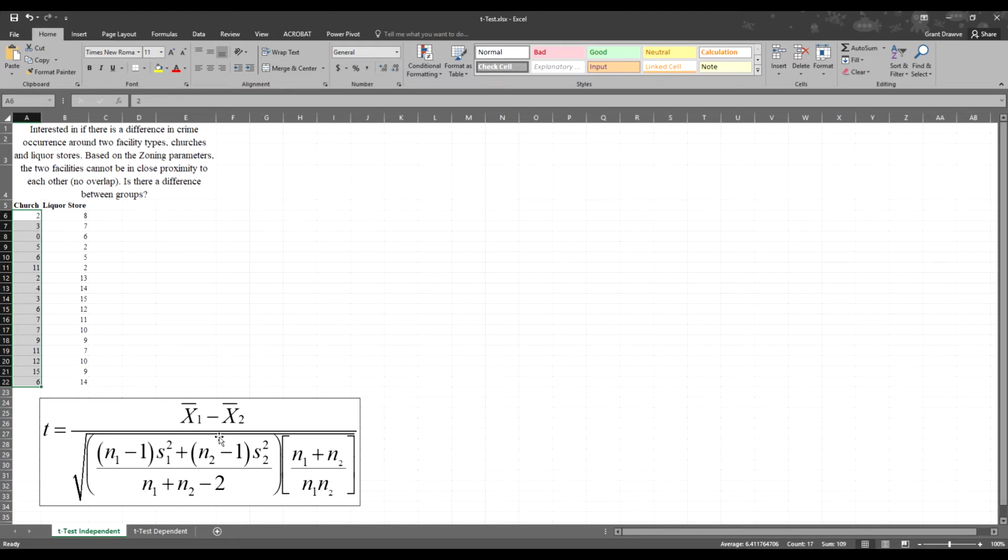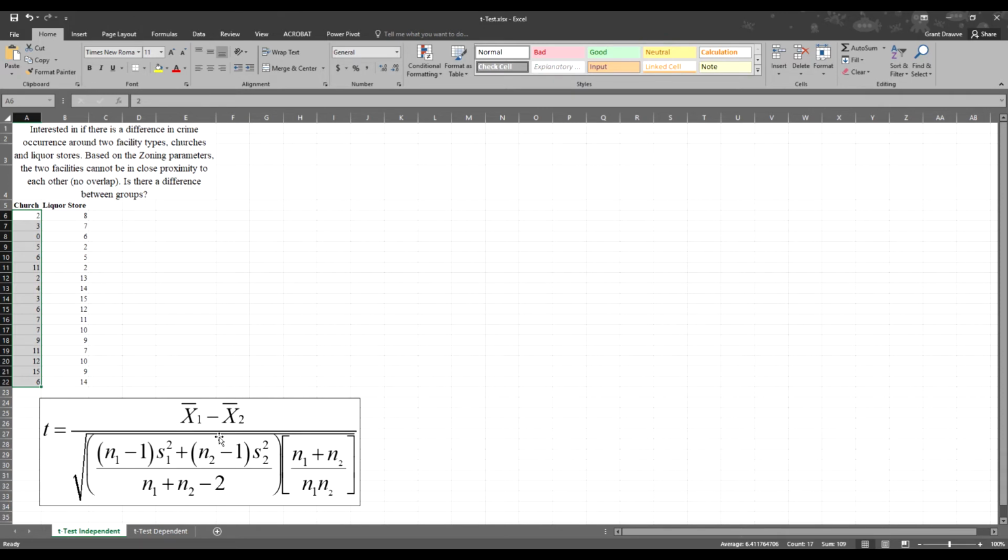So to get your mindset into this example, we're interested in if there is a difference in crime occurrence around two different types of facilities. These are often described as crime generators or attractors: churches and liquor stores, so two distinct facility types. Oftentimes churches are argued to have a protective effect, less crime around them, while liquor stores on the other hand have more crime based on the type of transactions that occur there. Based on zoning parameters for this city, the two facilities cannot be in close proximity to one another. So there's no overlap in space, no shared spaces, so they're mutually exclusive in where they are.